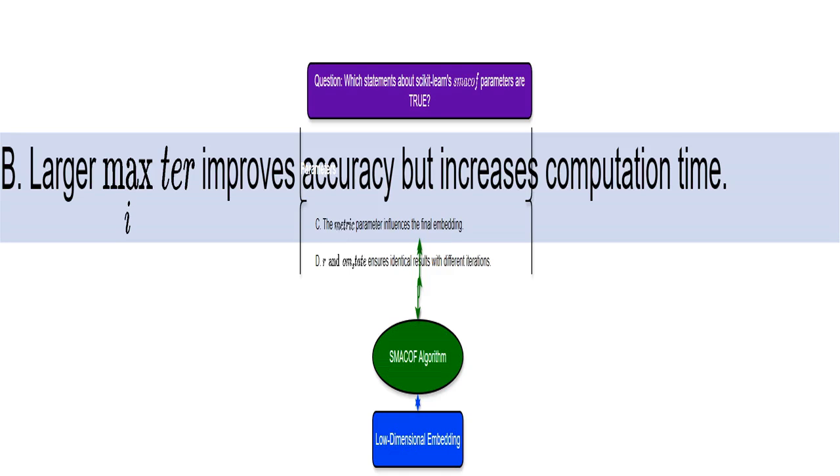Max_iter controls the number of times the algorithm tries to improve its solution. More iterations generally lead to a more accurate result. It's like polishing a sculpture. You'll get a smoother, better-looking piece with more polishing, but it will take more time.